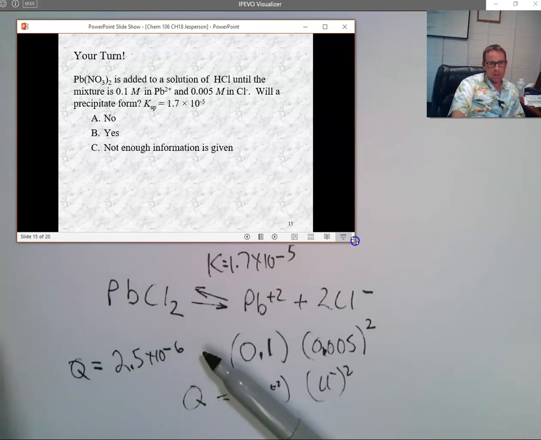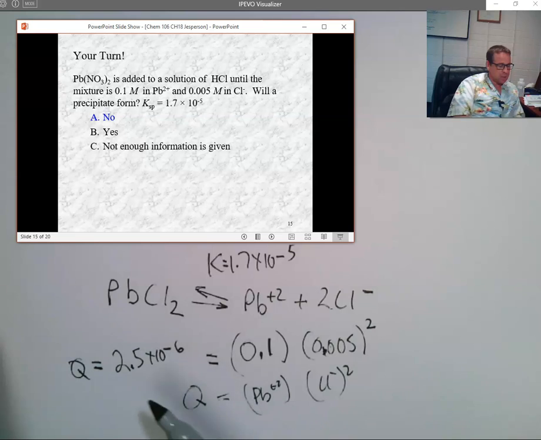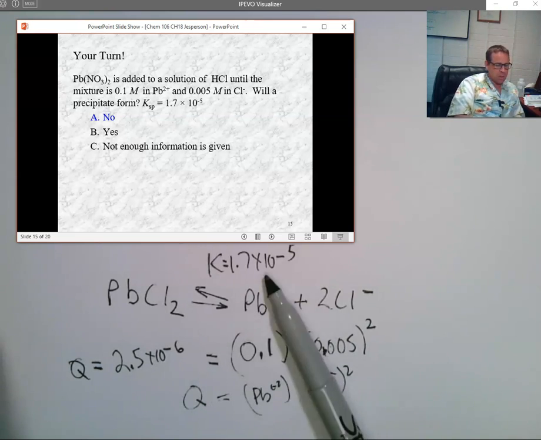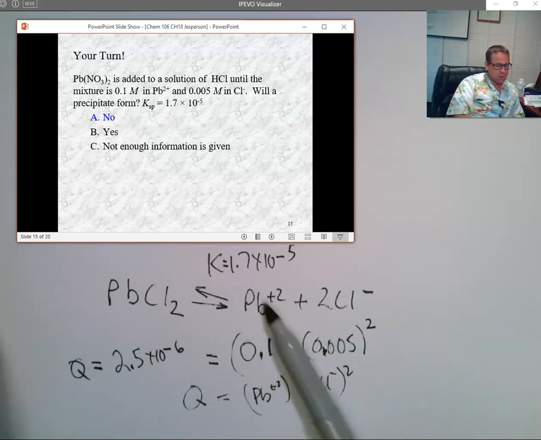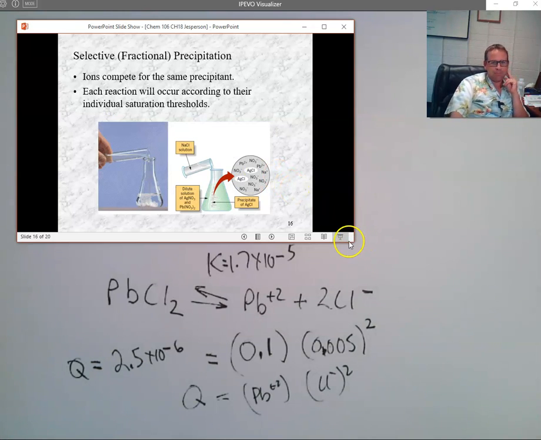We're predicting that no, a precipitate won't form. And we knew that because Q was actually smaller. Our current condition is smaller than our K. Therefore, more of this can build up before a precipitate will form. Okay, very good.